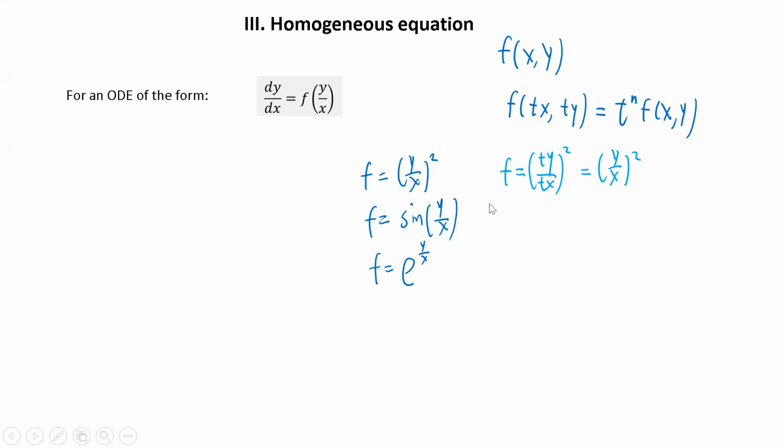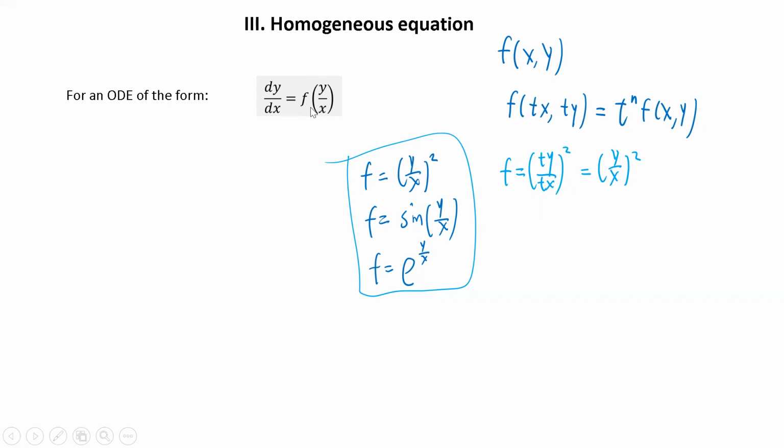Right? So t always cancel. So that means all these functions are homogeneous functions. And we can actually say that it's a homogeneous function of degree 0, right? That's why whenever you have a function of x and y, which can in fact be written as a function of y divided by x, then this is a homogeneous function.